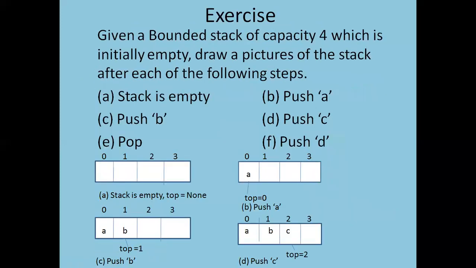Now let us see some exercise here. Suppose the capacity of our stack is 4. Initially it's empty, and we are supposed to draw pictures of the stack. Starting with an empty stack, you will push A, then push B, push C, pop, and then push D. So let us try to perform this operation. Initially your stack is empty, so your top is none, no item is there. Now we are pushing A, so my top is now 0. Now again, if we push B, the top is increased, it will be now 1. Now when I push C, a new item is added, so the top is now 2.